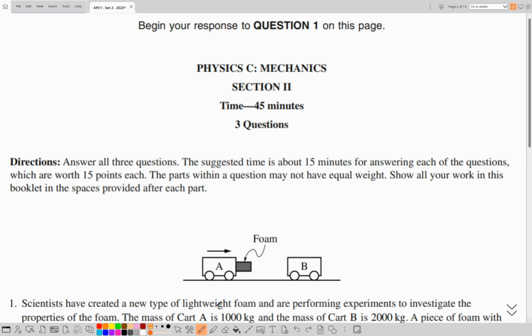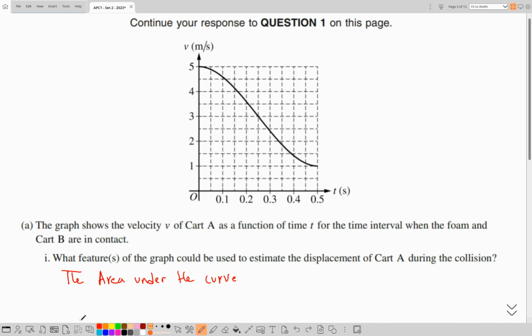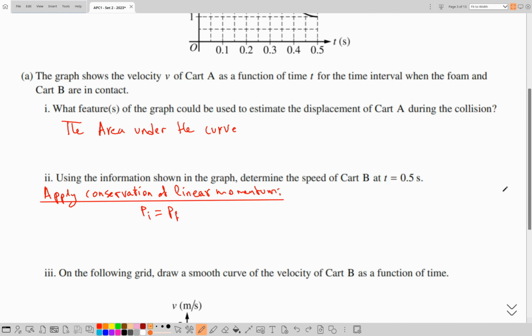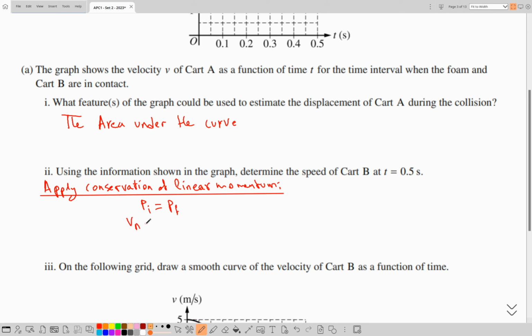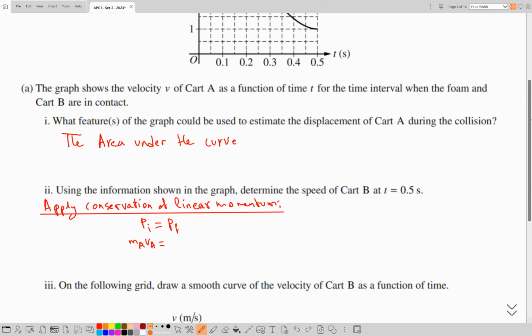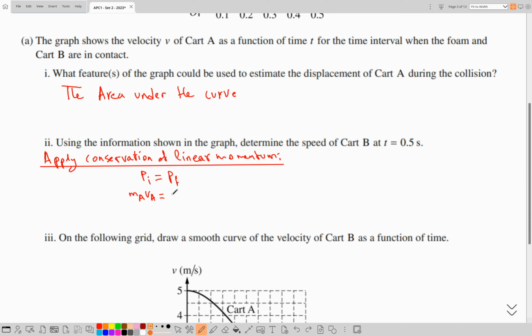Initially, what do we have? We have only the momentum due to cart A, which is m_A v_A. And finally, both carts are in motion, so we have m_A v'_A plus m_B v'_B, and we're interested in determining v'_B, which is basically the velocity of cart B after the collision at t equals 0.5 seconds.